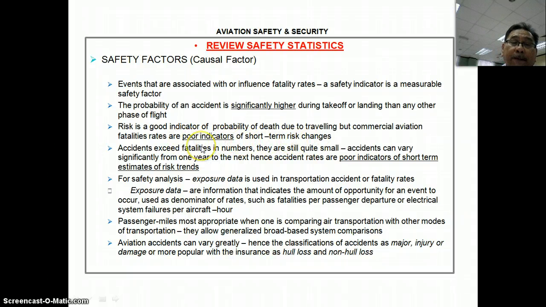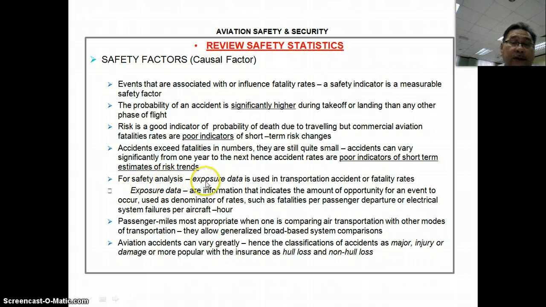This is a fact: you do not get commercial aviation fatalities every day. Okay, so the accidents exceed fatalities in numbers, but they are still quite small. Accidents can vary significantly from one year to the next. Hence, accident rates are poor indicators of short-term estimates of risk trend.